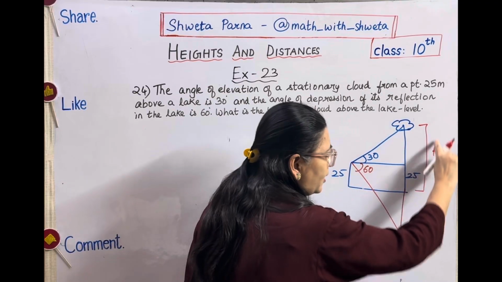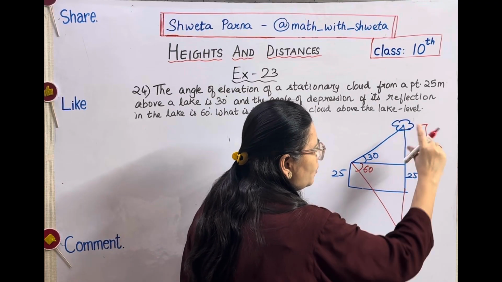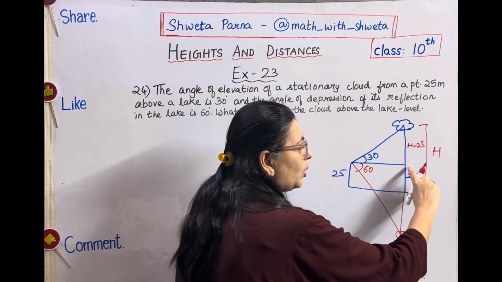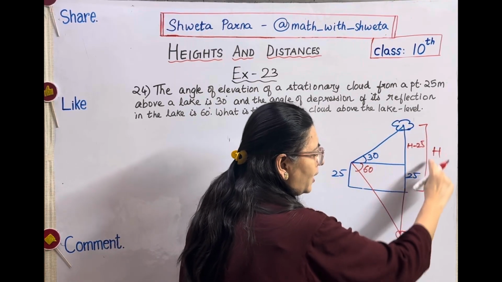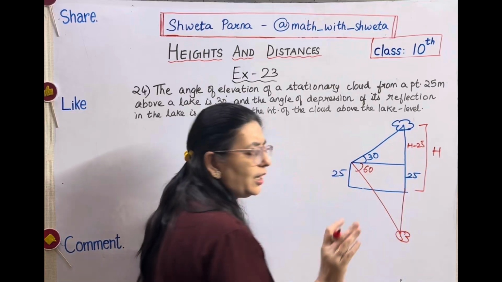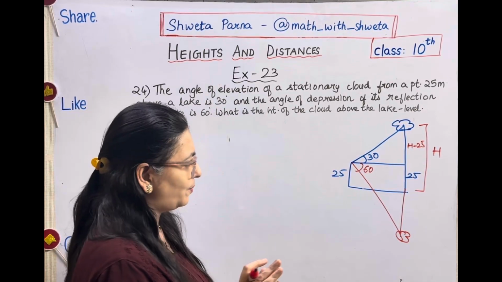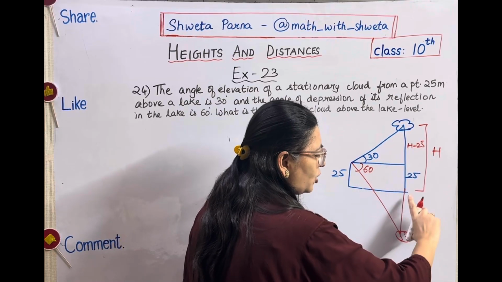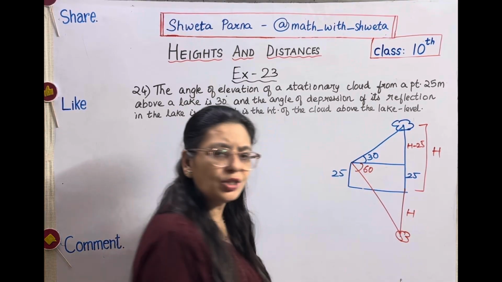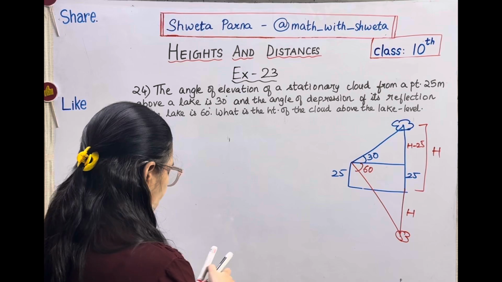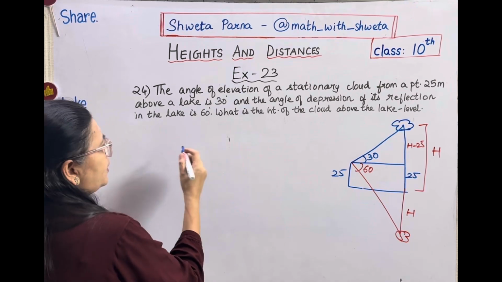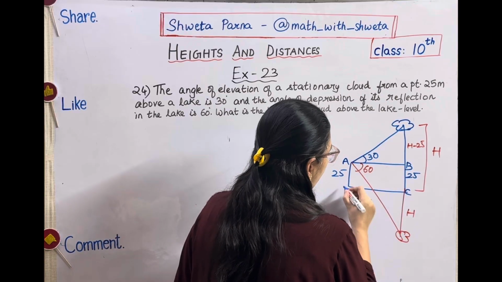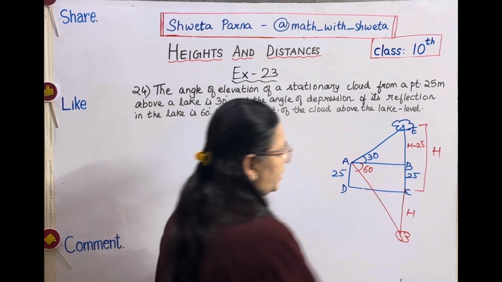If this entire thing is h, this will become h minus 25. Why? Because this is 25, this entire thing is h, so it is h minus 25. What about the reflection? If this entire thing is h, the reflection will also be h, correct? Let's solve this now. So first let's write it A, B, C, D, and this is point E.